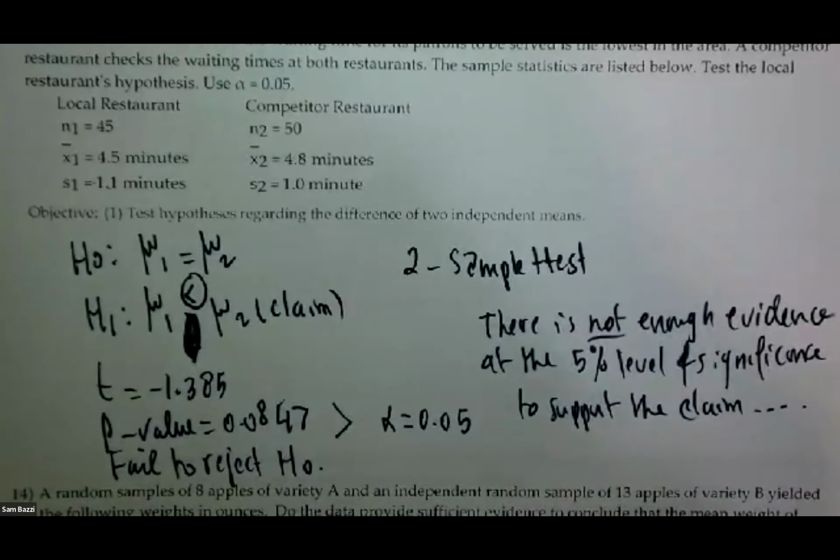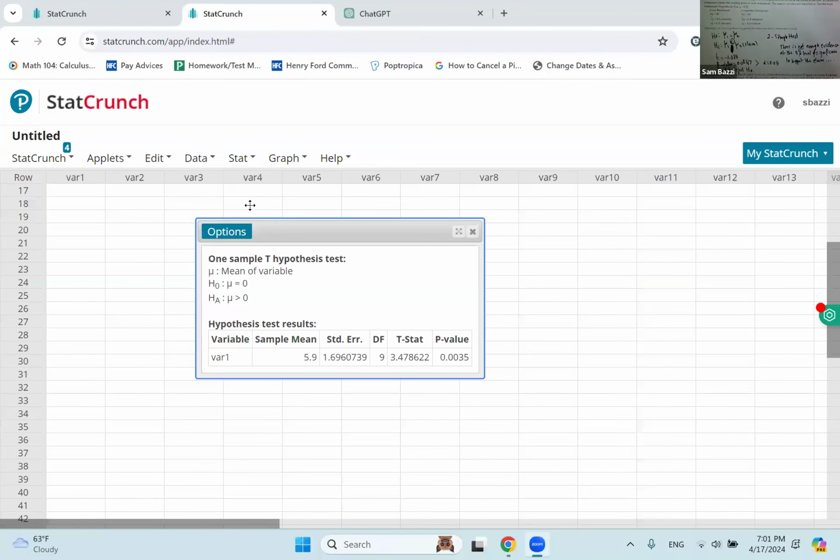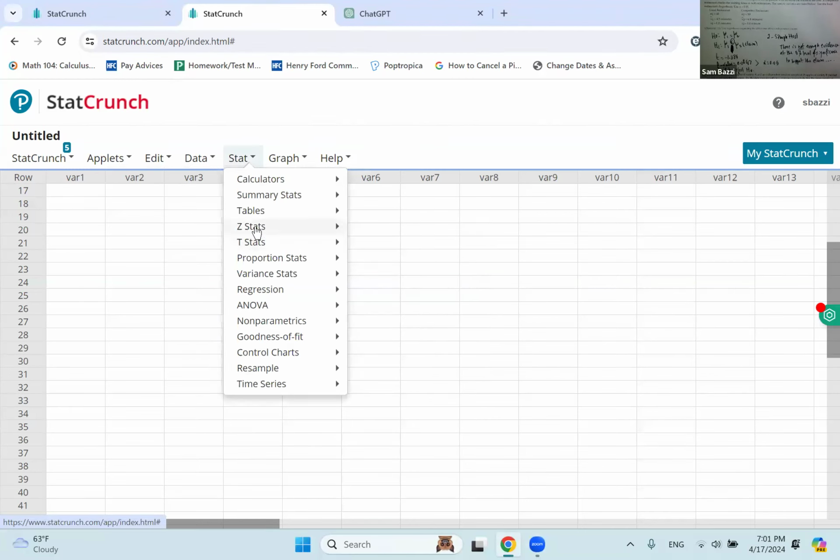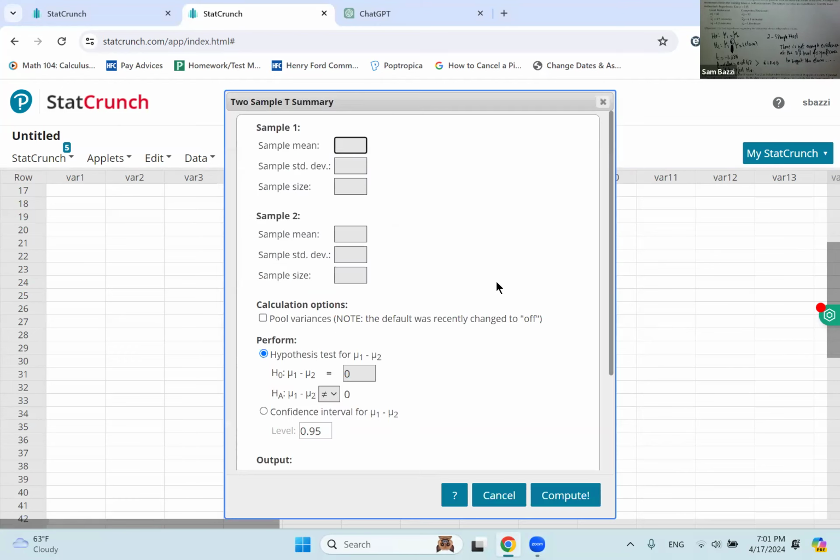How do you use StatCrunch for this one? Watch, guys. You just go share screen with you first. Close this one. Go to Stat, T-stat, two sample with summary, and just enter the values. So I got 4.5. Sample standard deviation 1.1. Sample size is 45.